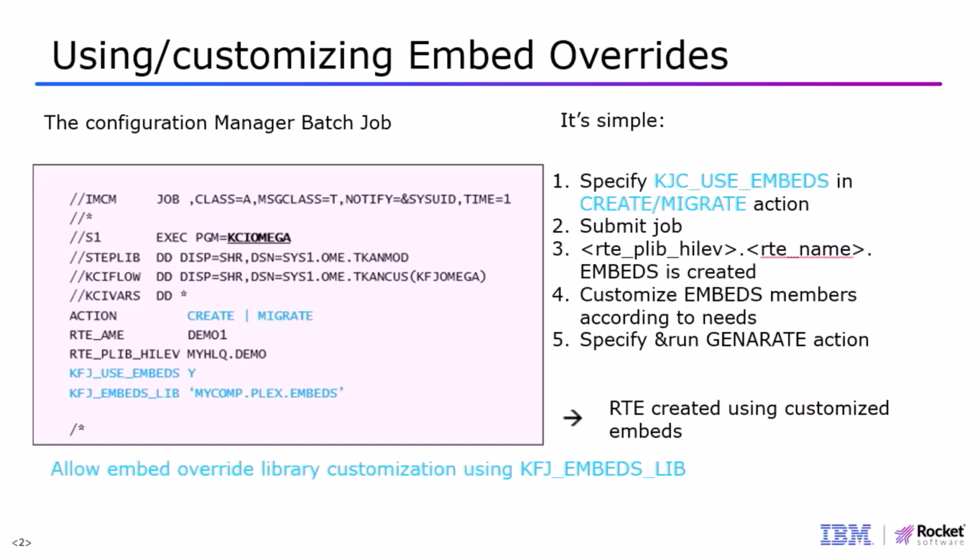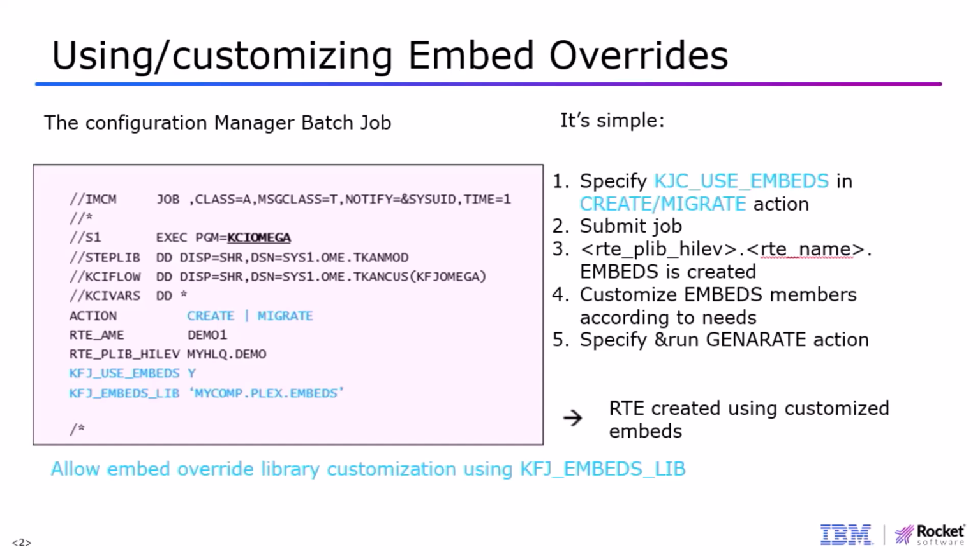After you submit the create action, a new dataset rtplib_highlevel.rtename.embeds is created that contains the embed overrides for the products you are entitled to use as part of your SMP installation. On initial create, an rtedef_rtename parameter RTEX_OVERRIDE_EMBEDS_LIB is created that points to the embeds dataset.